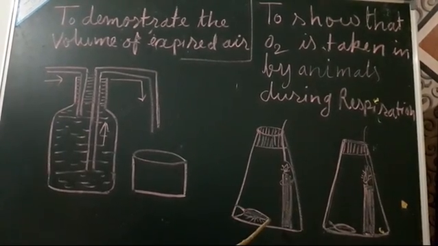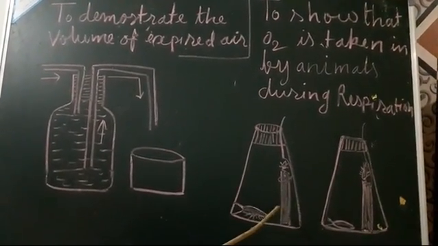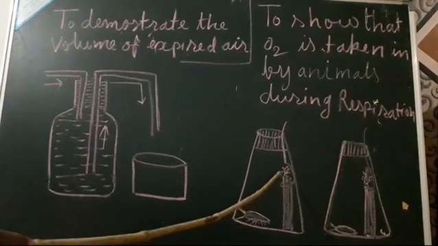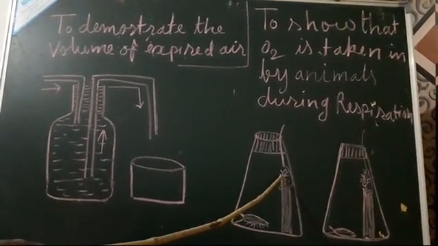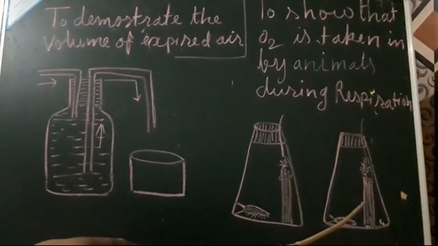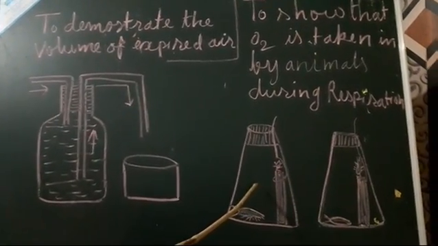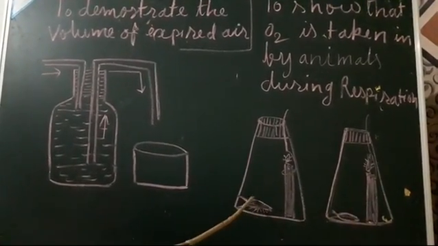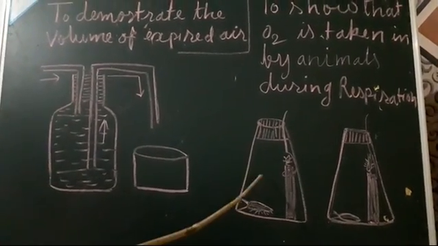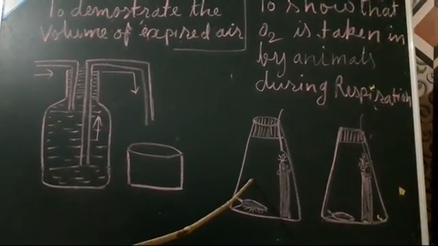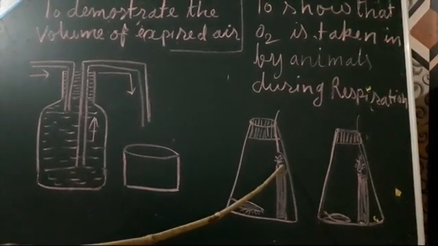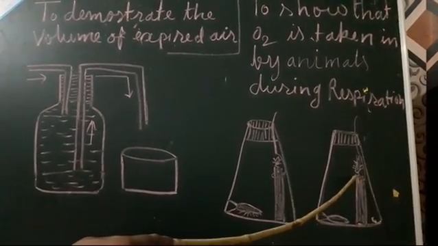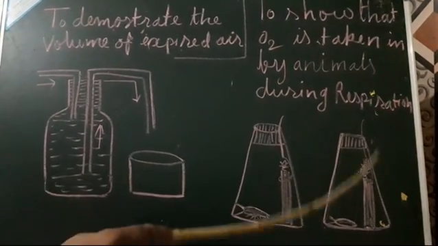Now you have to measure the time when this burning candle goes out, and this also the same. So here the burning candle will be put off faster than this, because here the animal was alive. So during respiration it takes the oxygen, and so the burning candle will be put off faster than in the next conical flask, where the burning candle continues to burn for a longer time.